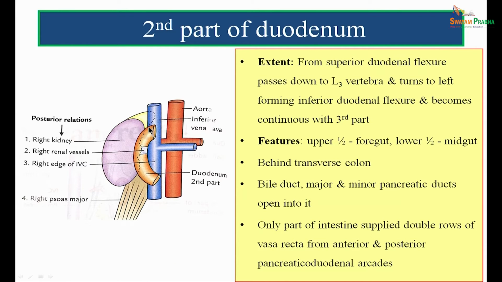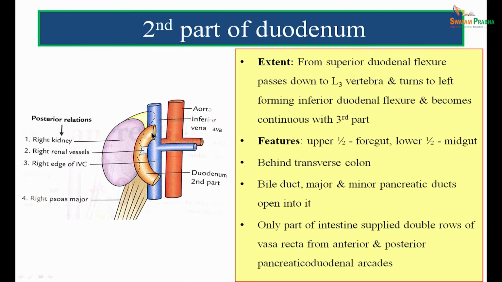So, having finished with the first part, we are now moving on to the second part of the duodenum. It extends from the superior duodenal flexure, passes down to the L3 vertebra and turns to the left, forming the inferior duodenal flexure and becomes continuous with the third part of the duodenum. Coming to the features, the upper half of the second part up to the opening of the major duodenal papilla develops from the foregut.